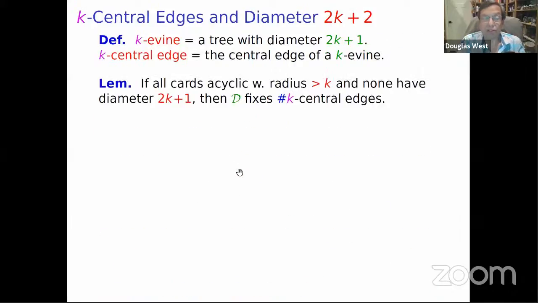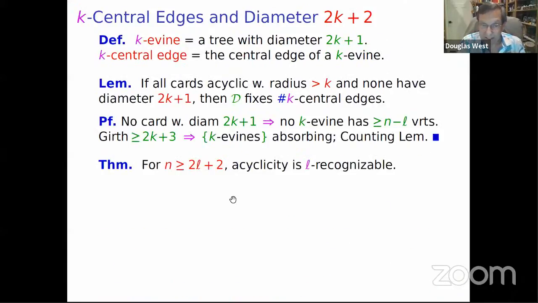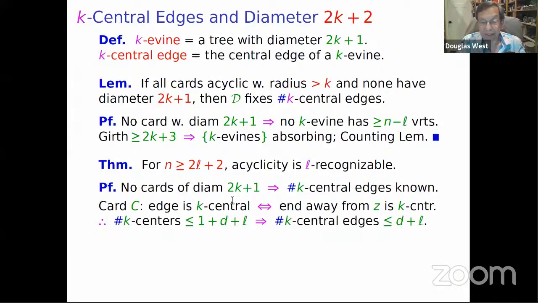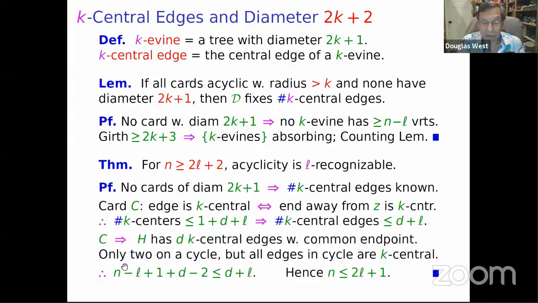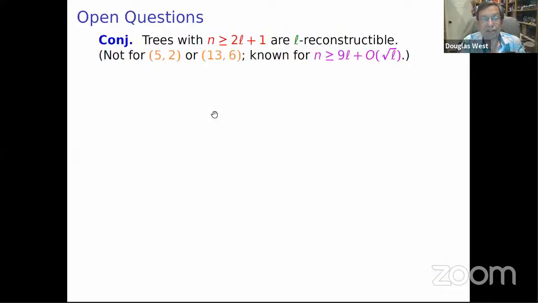And when they all have 2K plus 2, we have a similar argument. Again, we come down to an inequality that implies N has to be at most 2L plus 1. So again, the slides are available at the top of my preprint page. So if you want to see more of the details, you can look there or also at the papers that are linked to from that page.